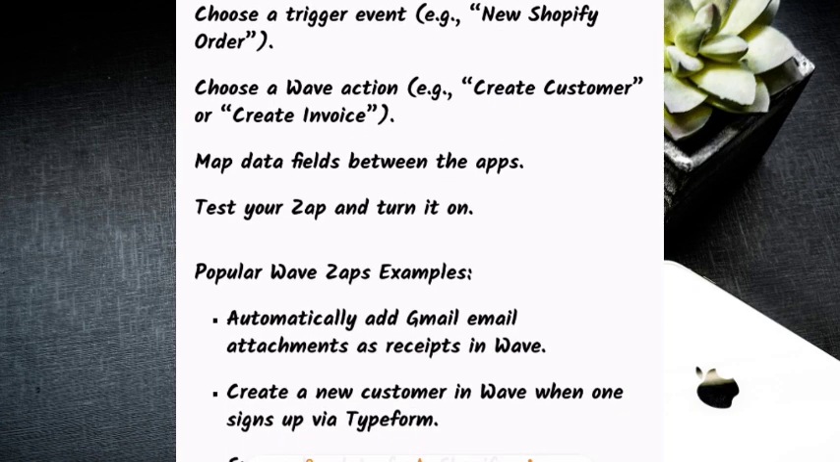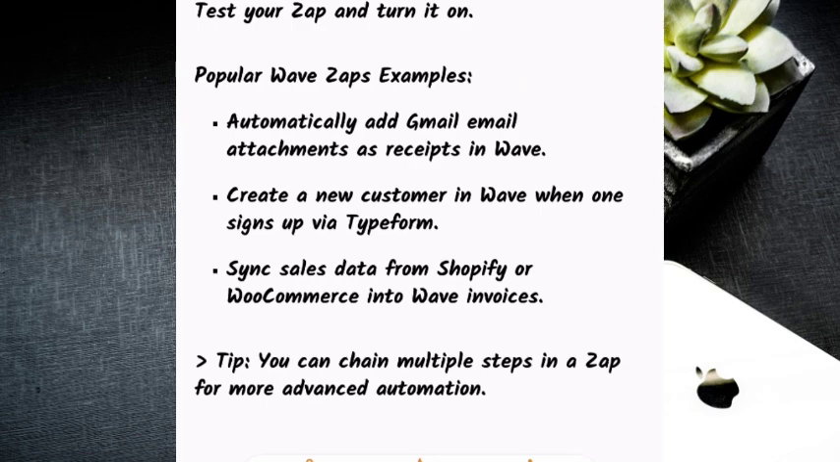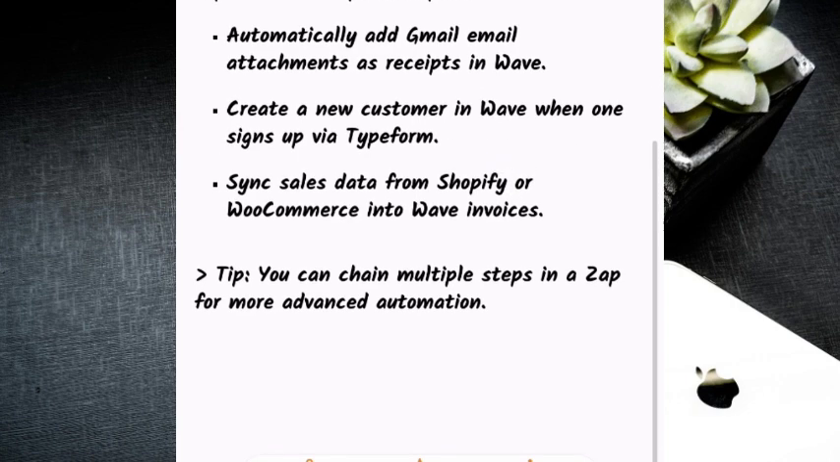Popular Wave Zaps, for example, automatically add Gmail email attachments as receipts in Wave. You also have create a new customer in Wave when one signs up via Typeform. You also have sync sales data from Shopify or WooCommerce into Wave invoices. A pro tip, you can chain multiple steps in a Zap for more advanced automations.